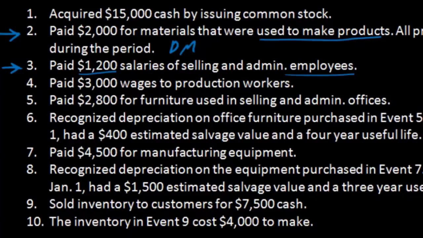Okay, our third event right here says paid 1,200 for salaries of selling and admin employees. Selling and admin employees are not our production workers. So they are employees that are involved in selling the product or administrators of the company. So this is not really a direct labor cost, and this has nothing to do with producing the product. So this is simply an expense as it's incurred.